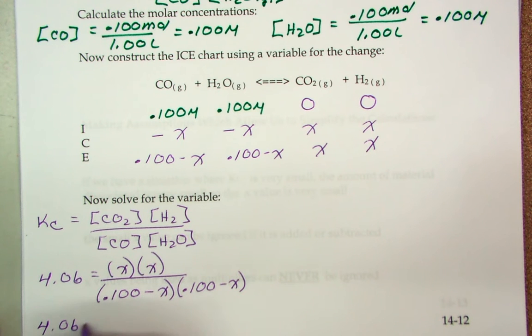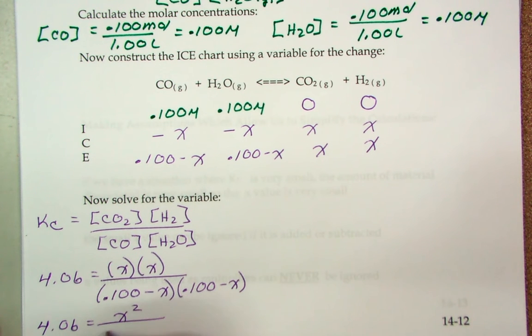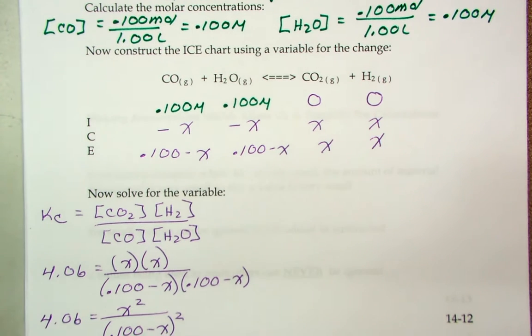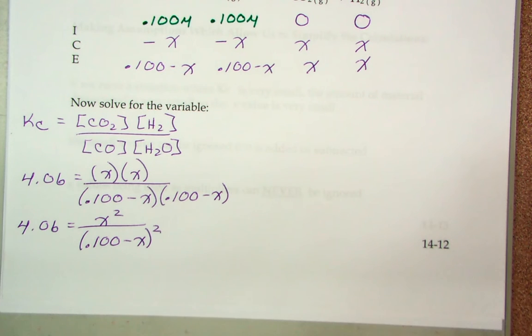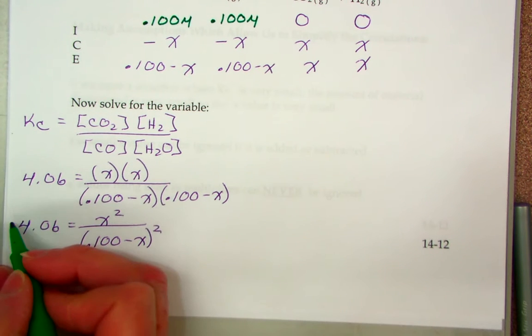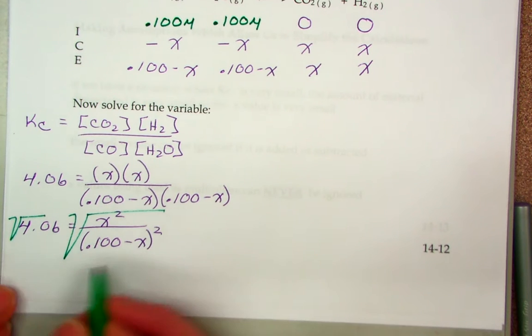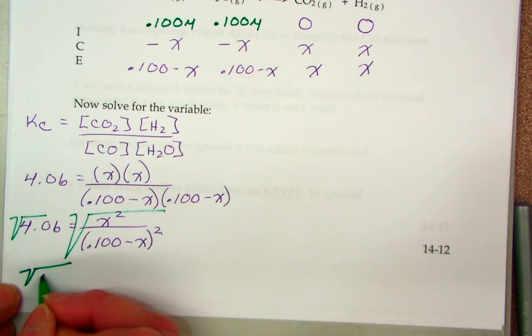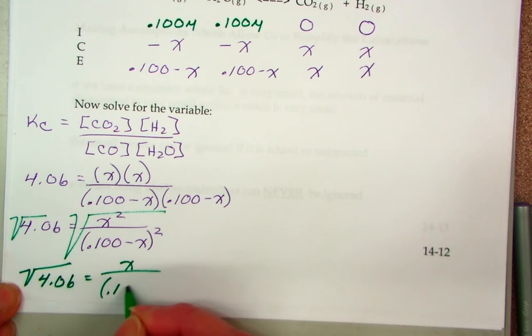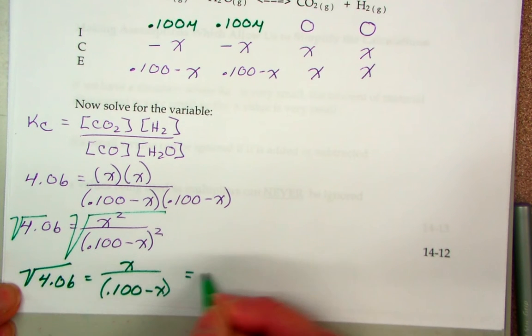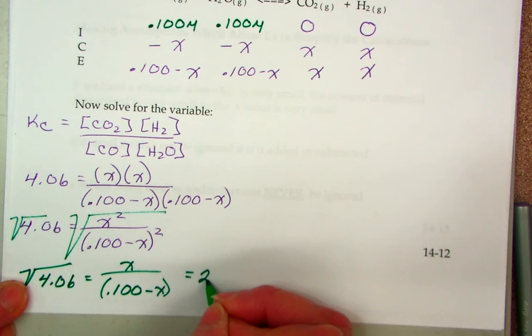So now 4.06 is equal to X squared divided by the quantity 0.1 minus X squared. Now, when we look at this, because I have two terms that are squared on the right-hand side, the easy way is to just take the square root of both sides to solve this. So the square root of 4.06 is equal to X divided by 0.1 minus X, and that's equal to 2.01.